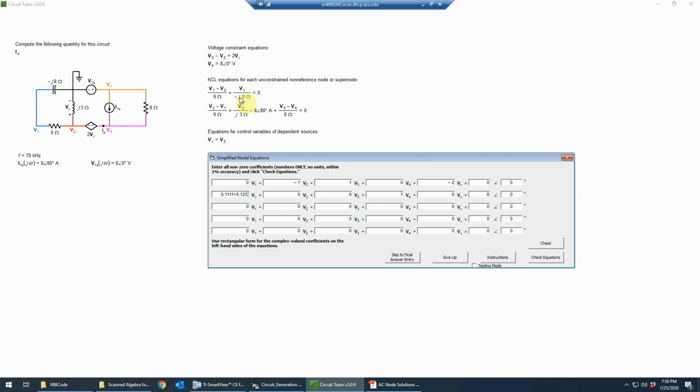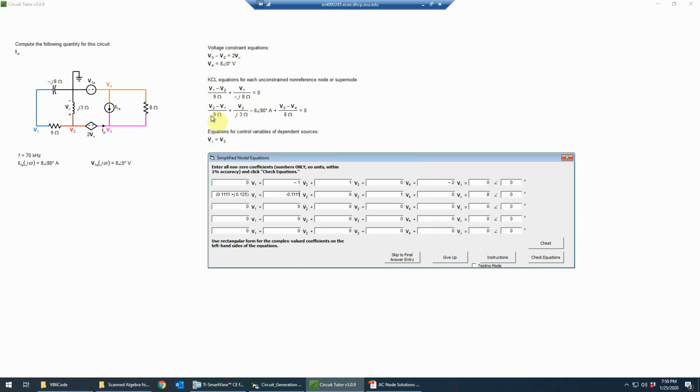So again, 1 over minus j is j, just as 1 over j is negative j. But again, that's the imaginary part. So it would be plus j0.125 for 1/8. Okay, and then the v2 is minus 1/9, so that would be negative 0.1111. And that should be it for that equation.